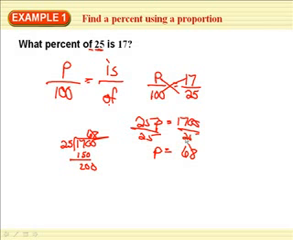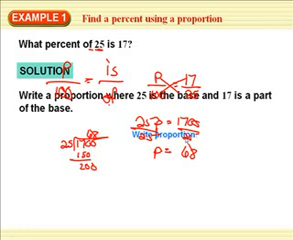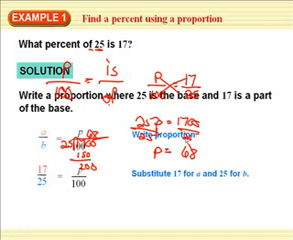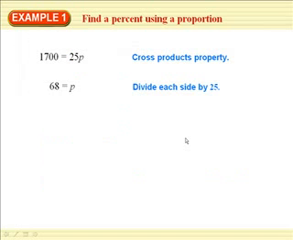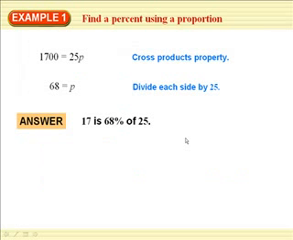And that would not be good as far as a grade. So there's our proportion. There's what we wrote, the same thing we did. There's the cross products. We divide. So 17 is 68% of 25.